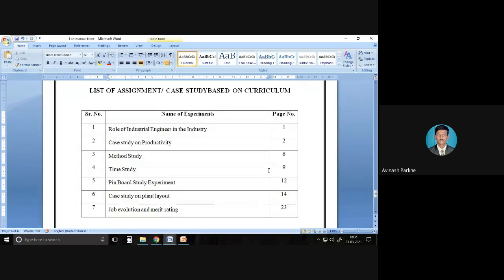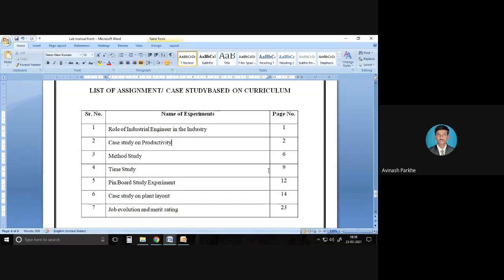Okay, so related to industrial engineering, you have assignments as well as practicals. In the form of assignments, we are conducting different types of MCQ tests. Today also, I have given one MCQ test, number 3, based on chapter number 3. I hope everyone has attended that.